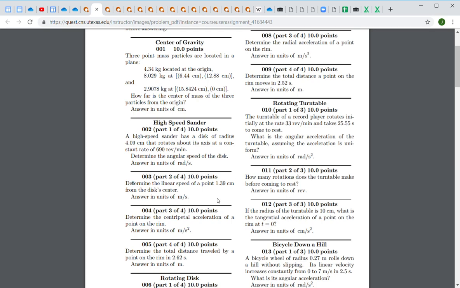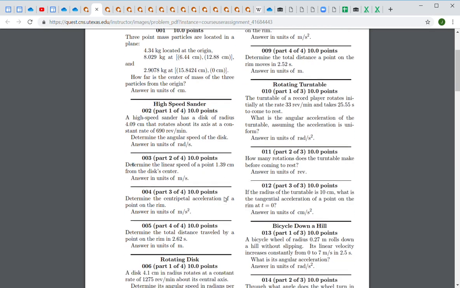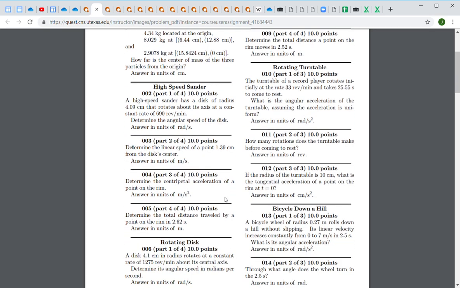So if we multiply by the 1.39 centimeters, or I guess since we want the answer in SI units, we would multiply by 0.0139 meters, then we would get the speed of that point in meters per second. Part 3, determine the centripetal acceleration of a point on the rim in meters per second squared.